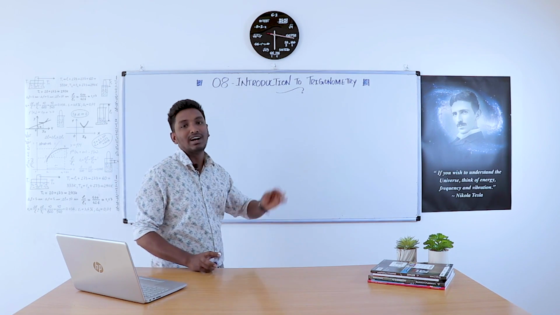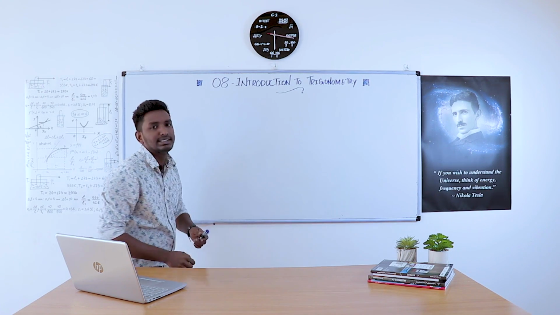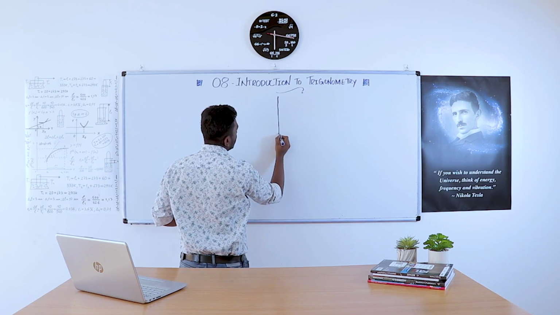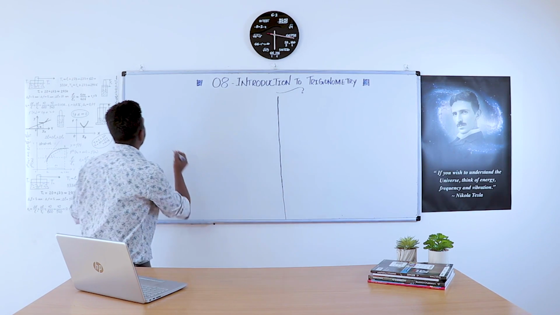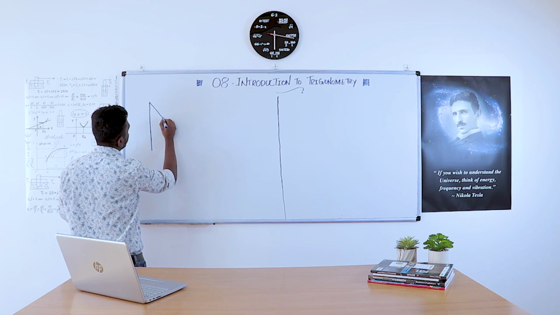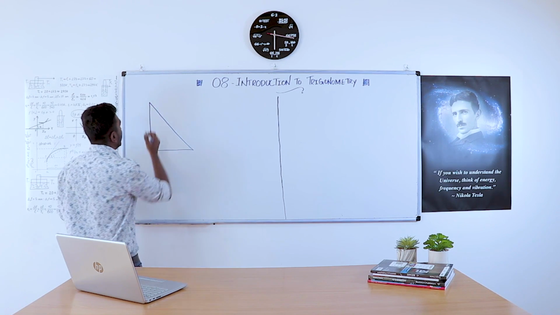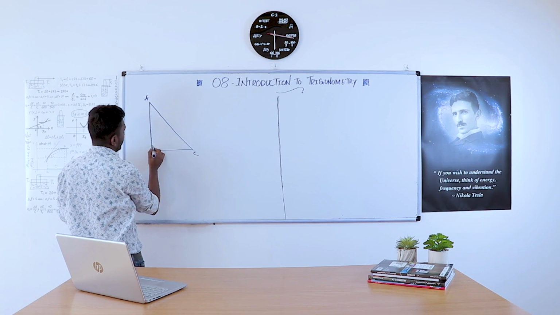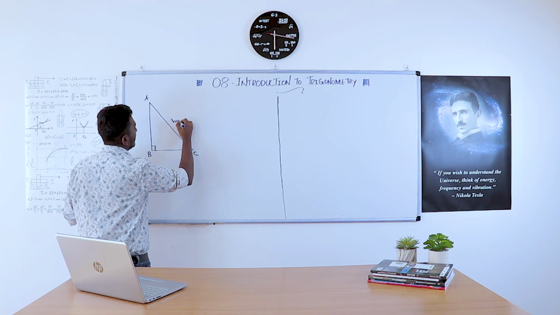Trigonometry simply means functions that can be applied to right angled triangles only. So I am now going to consider a right angled triangle. This is a right angled triangle. I am naming it A, B, C. Here is the 90 degree angle. So this is the hypotenuse of the triangle.